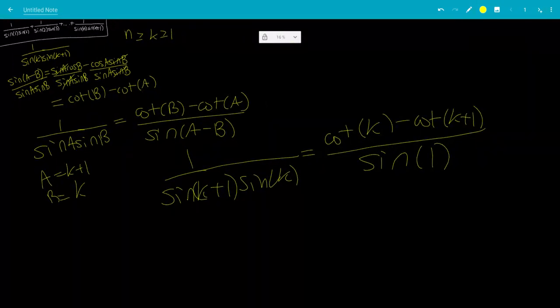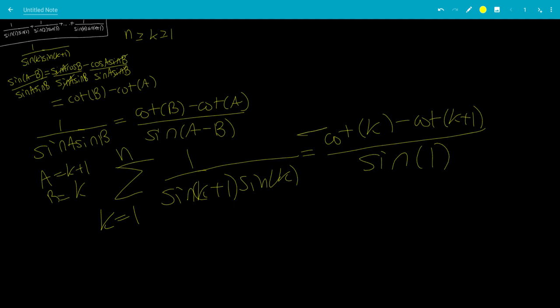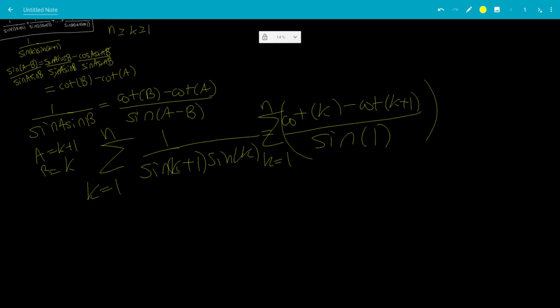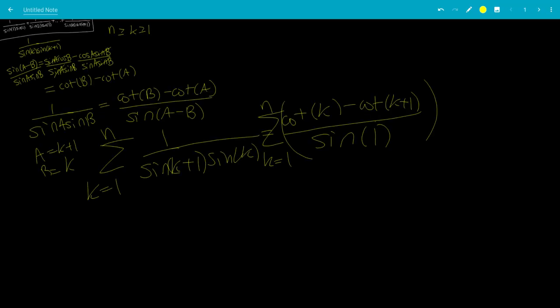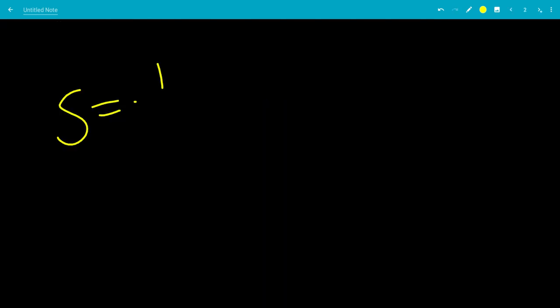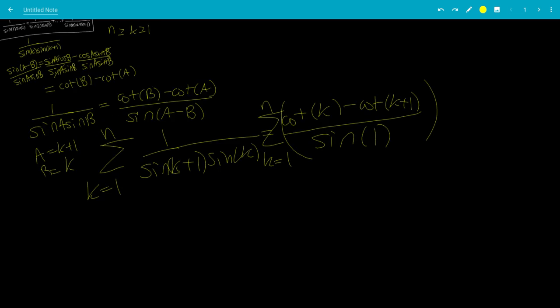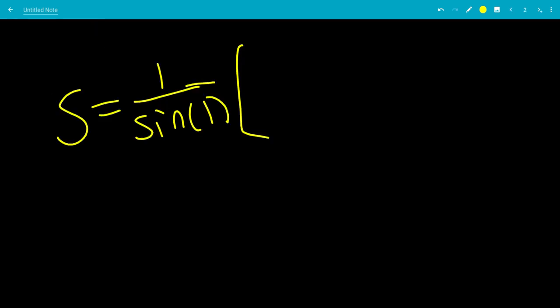Okay, so let's do the sum, from k goes from 1 to n on both sides. Let's call it S, and this will be 1 over sin 1. That is a constant with regards to k, so you can take that out. So this will be 1 over sin 1, and then you'll have this left: cotangent k minus cotangent of k plus 1.